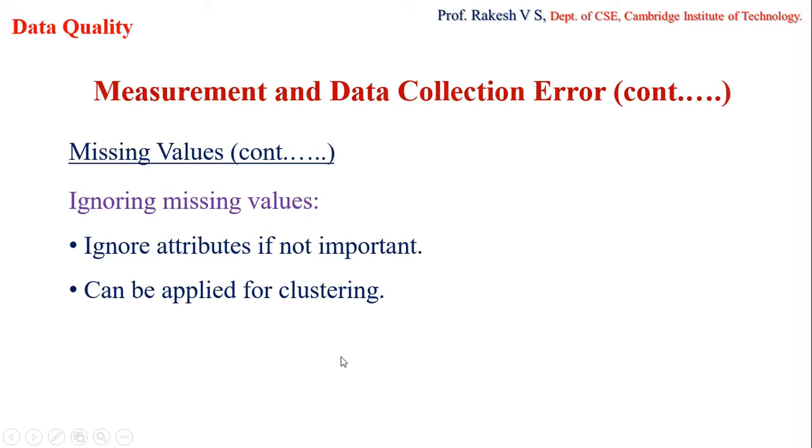Okay. So next is about the missing values. What will you be doing when you have some of the values missing? In such cases, how will we be performing?